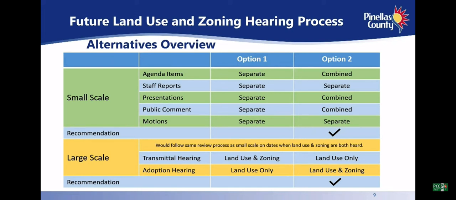And for the large scale, that would follow the same review process you decide for the small scale on dates when the land use and zoning are both heard. The interest there is, when do you want to hear the zoning? Is it at the transmittal hearing, where land use and zoning would both be considered and the zoning would be contingent on the land use, or to be at the adoption hearing where you just hear the land use? At the first hearing, you transmit it to the state, hear back from the state, and then following that, you would have your land use and zoning considerations at the adoption hearing for the land use.